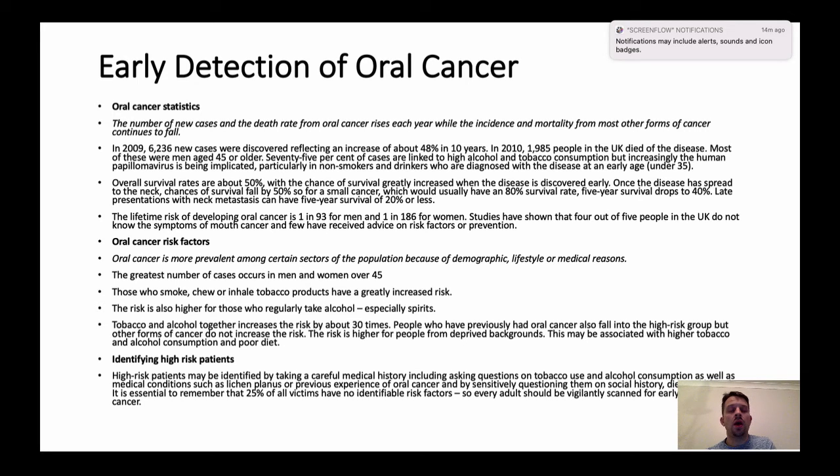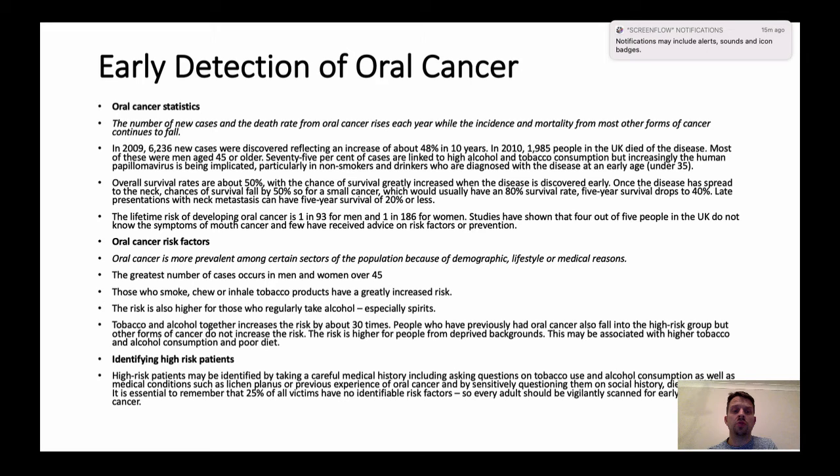Identifying high risk: patients basically can be identified as high risk by careful medical history taking, so asking things about tobacco and alcohol consumption. Also, certain medical conditions, things like lichen planus, can have a slightly increased prevalence for oral cancer, as well as previous experience of oral cancer, and also a little bit about diet and lifestyle.